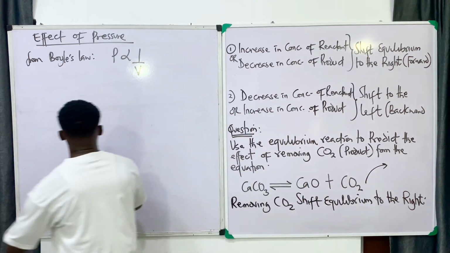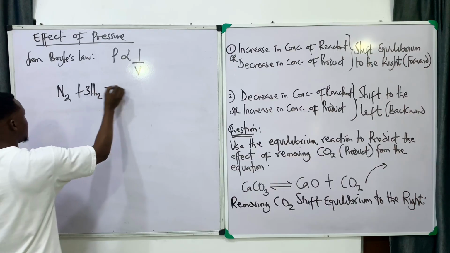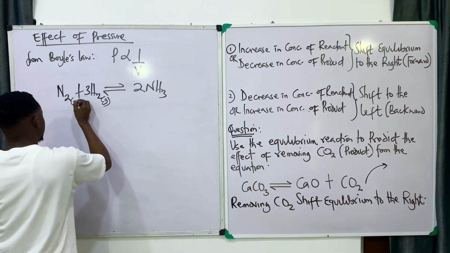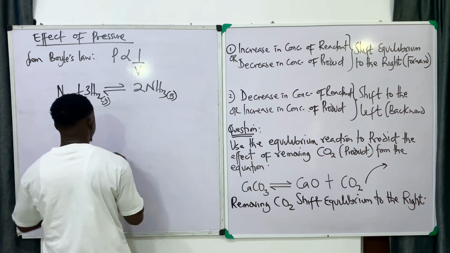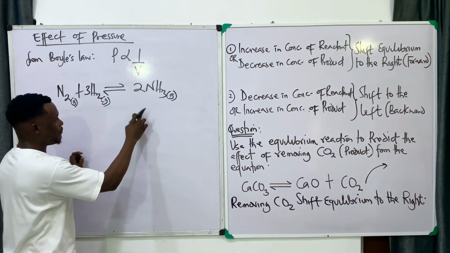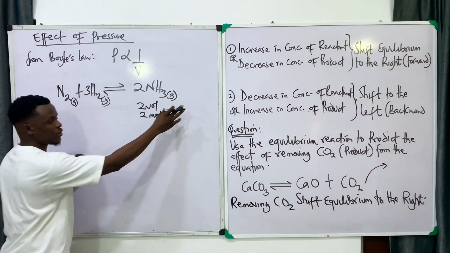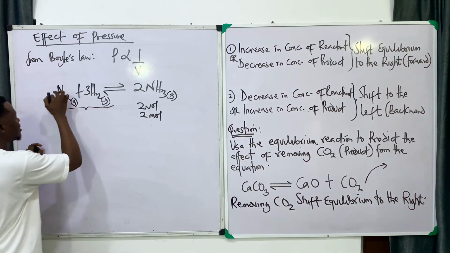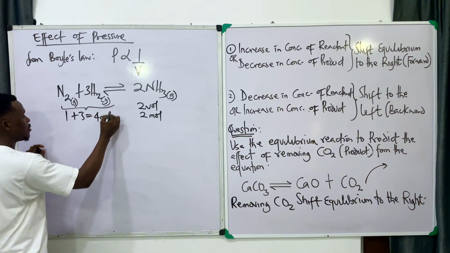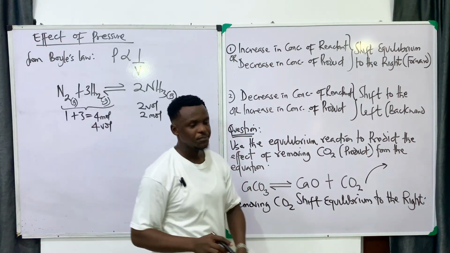So let's say, for example, I have N2 plus 3H2 giving 2NH3. Now this is a gas, this is a gas, and this is a gas. Class, the volume of this gas can be seen to be the mole. So this is 2 volume, which is same thing as saying 2 moles on the product side. Now the reactant side has, this is a gas, so 1, this is a gas plus 3. So this is 4 moles, which is seen as 4 volume. Good.